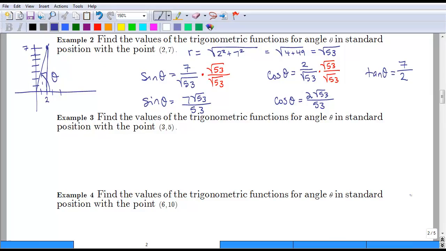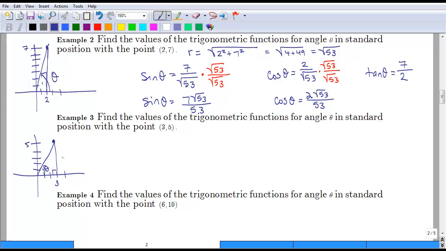Now in this next example, we want to find the trig functions for the point (3, 5). Again, we are going to draw our axes. So we have our point (3, 5). Again, we're just plotting this like we normally do. We're going to draw our line up, and then we can drop our vertical to get our 90-degree angle. And theta is always going to be over here by the origin. Real quick note, the angle is always going to be between the x-axis and the line that we create.